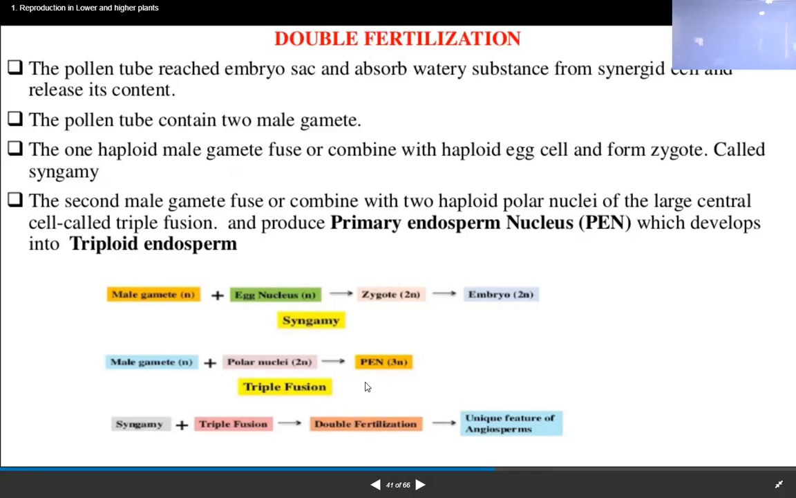Now this primary endosperm nucleus is going to provide nourishment to the zygote, and then this zygote converts into an embryo. Understood? So syngamy plus triple fusion is called double fertilization, which is a unique feature of angiosperms.